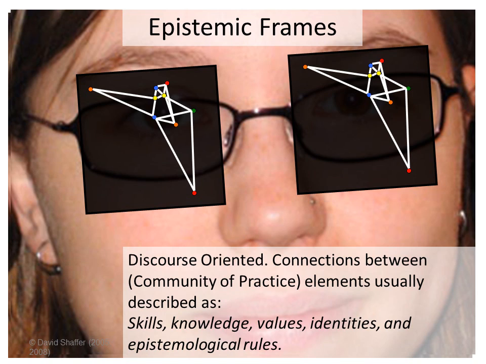So the elements are elements of the community of practice, and they're usually described as the skills, knowledge, values, identity, and epistemological rules of any particular community. Now, I didn't want to adapt these elements, but rather to think about how my theory could be fit into that and connections mapped there.